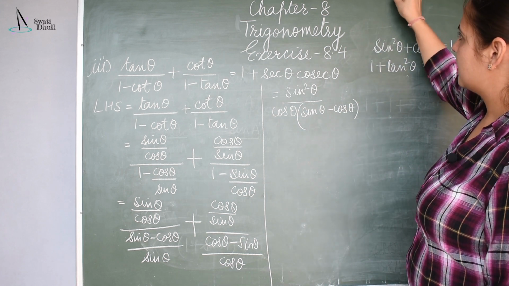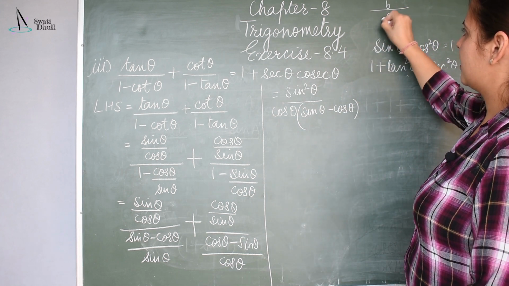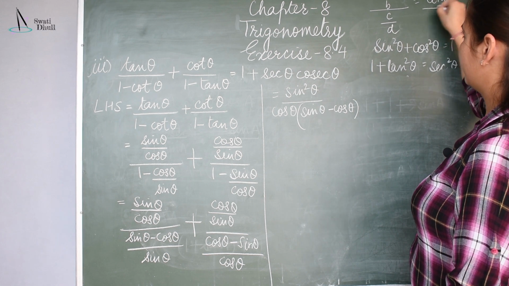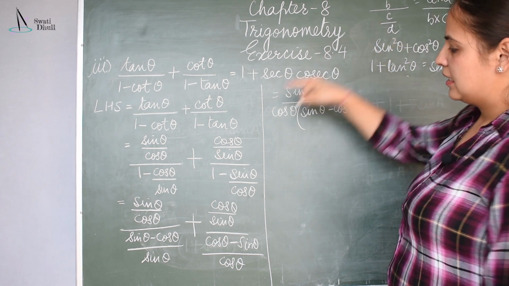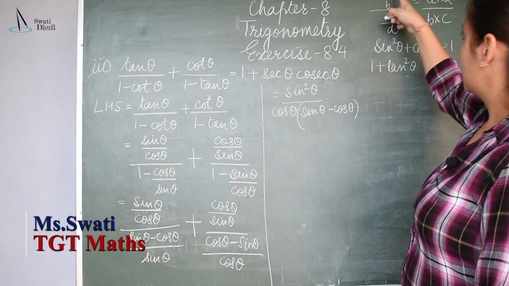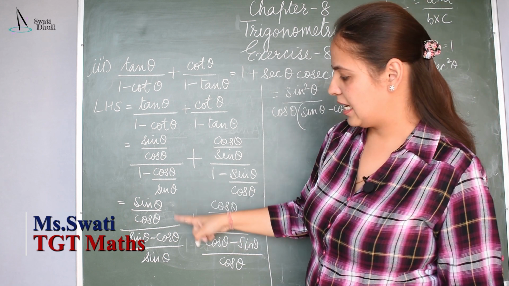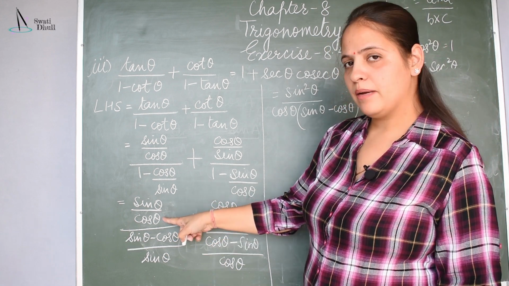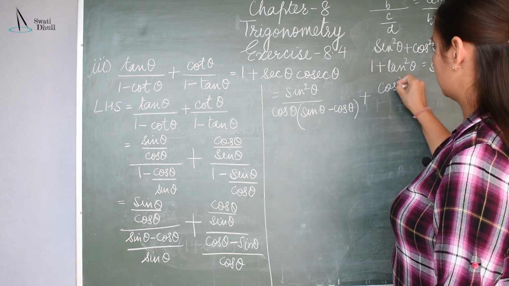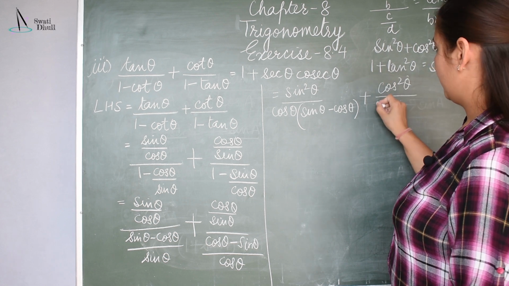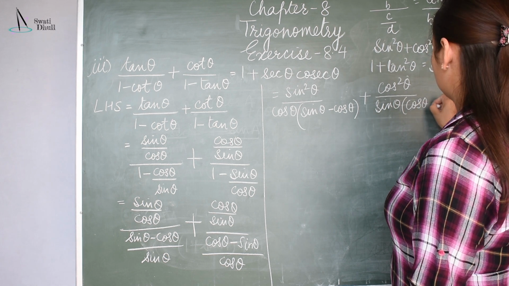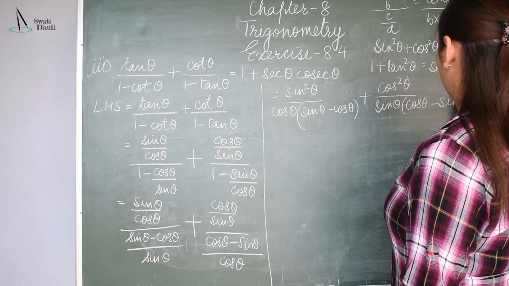What does it mean? It means A by B divided by C by D is equal to A into D divided by B into C. This is what we have followed here. A by B divided by C by D is A into D, that means A into D divided by B into C. Similarly, cos square theta divided by sin theta into cos theta minus sin theta.